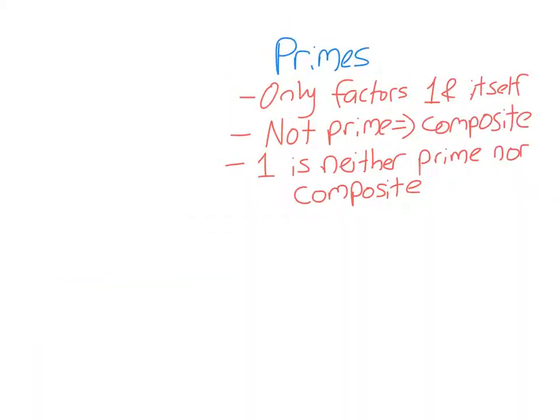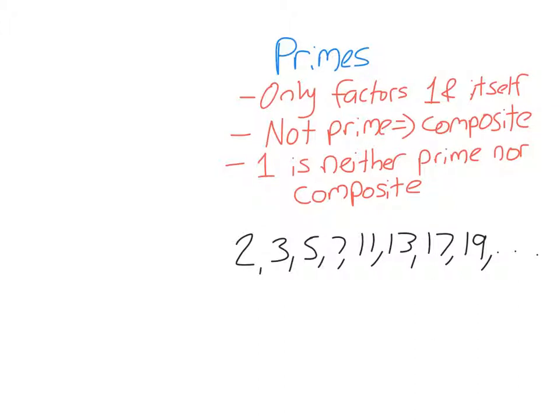So I told you on the previous slide that every number greater than 1 has at least 2 factors, itself and 1. But for some numbers, these are their only factors. So numbers like 2, 3, 5, 7, 11, 13, 17, and so on. There's infinitely many primes. These numbers are all prime because they only have 2 factors, itself and 1. 2 is only divisible by 2 and 1. It has no other factors. 13, its only factors are 1 and 13. No other numbers go into 13.